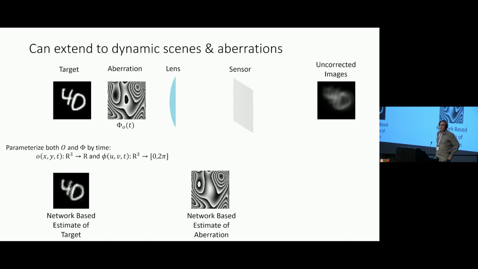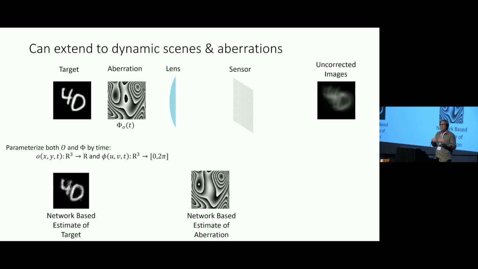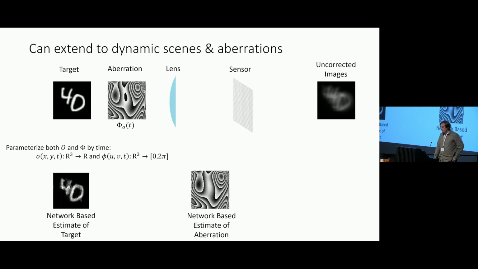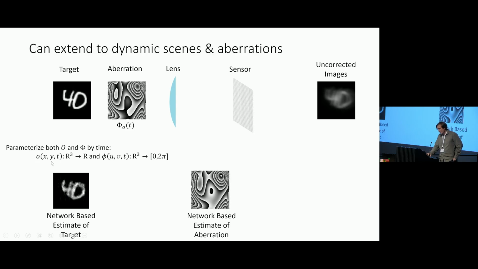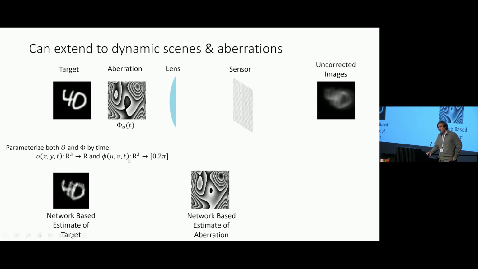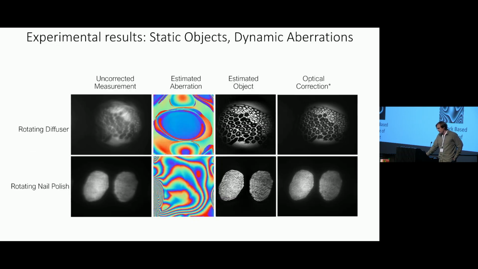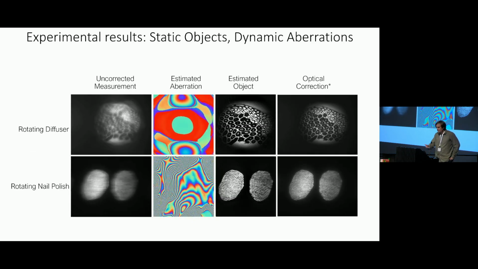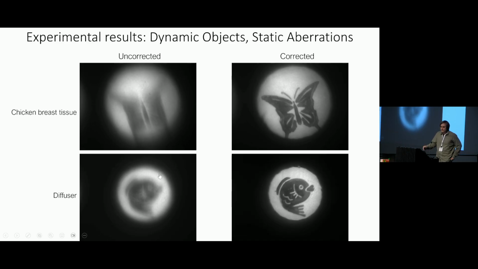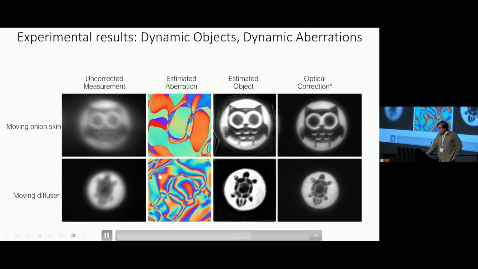But the real selling point of this neural signal representation approach is that there's nothing necessarily unique about pixel coordinates. We can parameterize this with time as well. And so we can let our object estimate be a function of time, let our phase error estimate be a function of time, and reconstruct time-varying objects with time-varying aberrations. Here we have results with a varying aberration, a static aberration with a varying object, and here we have dynamic object, dynamic aberration.